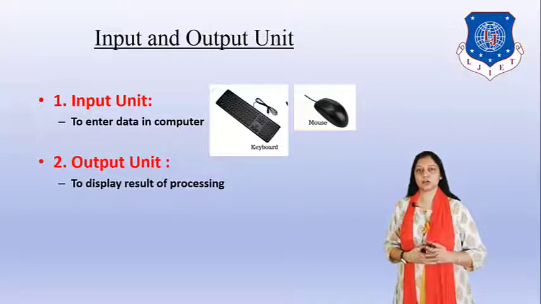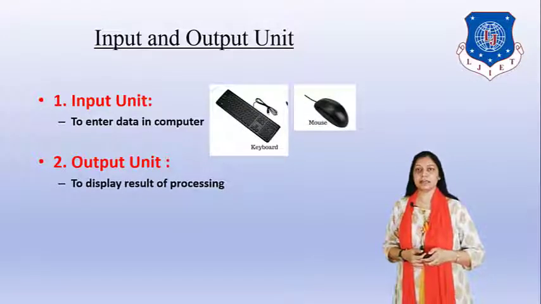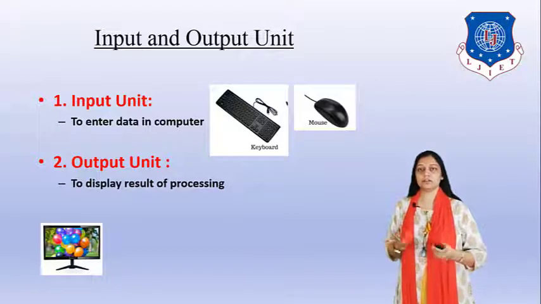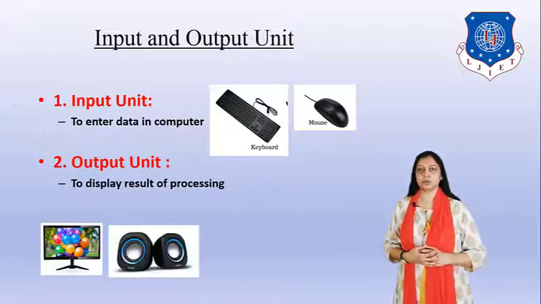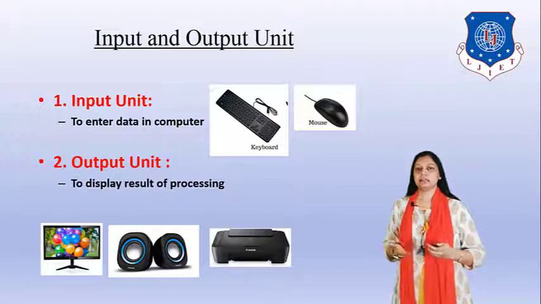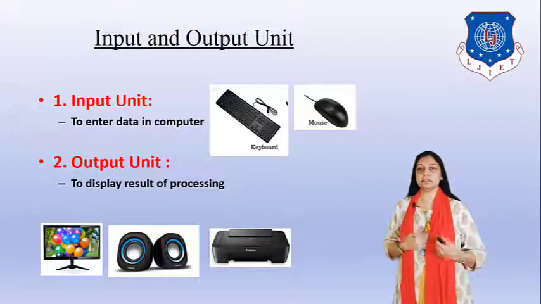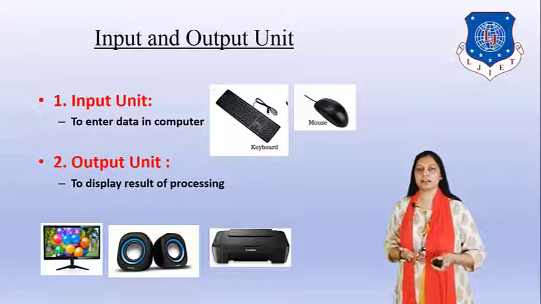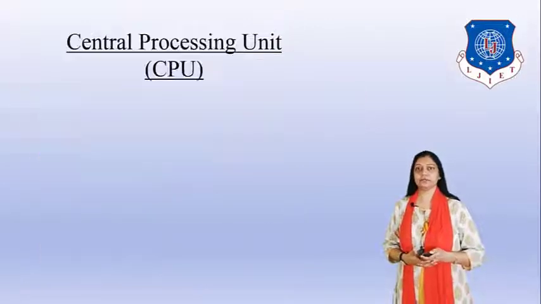Then we have the output unit. Output unit is used to get the result of the processing done by the computer. Examples of output units are the monitor, which is very famous, where we get the display of the result of the output. Then we have speakers, which are for getting audio output. The third one is printers. Printers are used to get a hard copy of the files prepared on the computer. So these are three basic output devices that we use in our daily life.